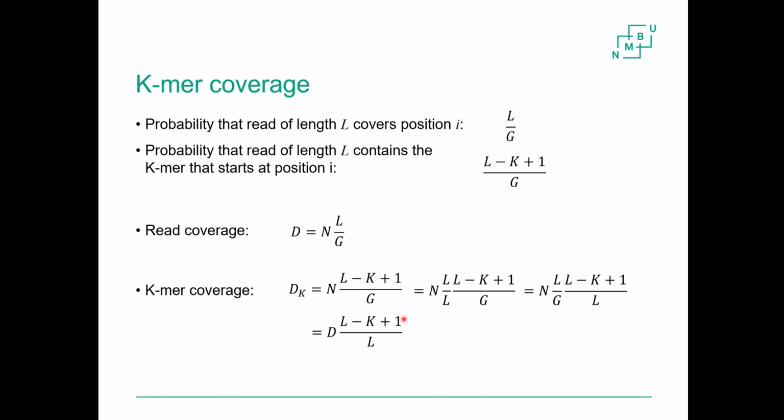And this is always a number slightly less than 1. Because this here is always slightly less than this here, because we subtract k plus 1, right? So the k-mer coverage is always a little bit less than the read coverage. And the longer the k-mers, the smaller it gets, you could say. So this is the formula for k-mer coverage as a function of the read coverage.